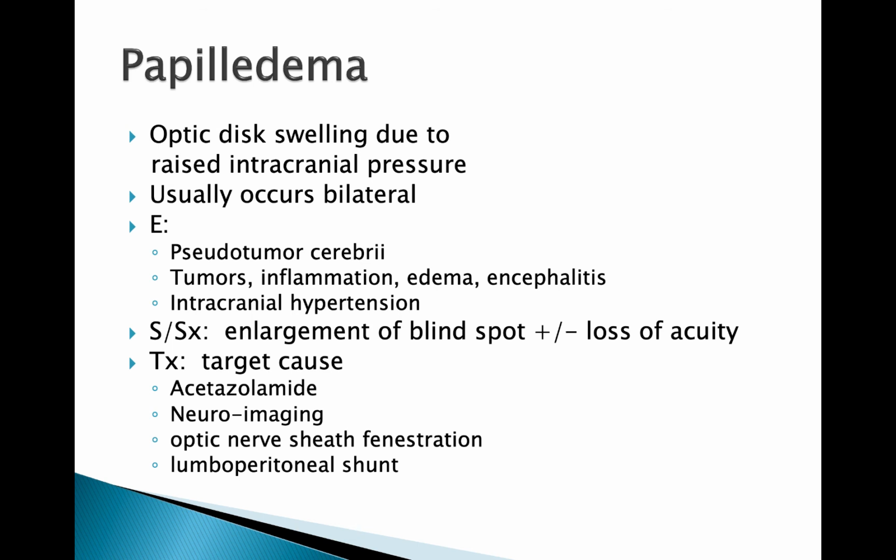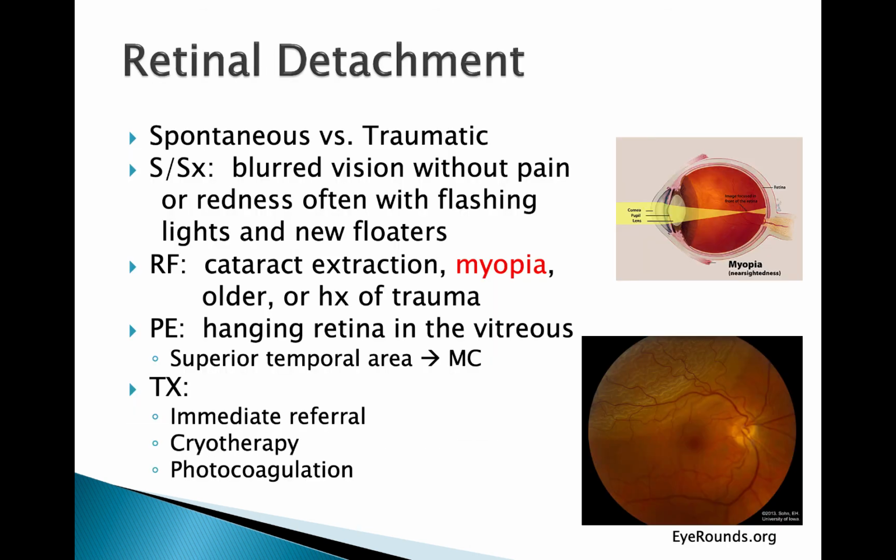So if you see papilledema, that usually is telling you there's something else going on inside the head that you have to worry about. Signs and symptoms are enlargement of a blind spot, and they may have associated loss of visual acuity, and so you have to target the cause. Start them on acetazolamide, do some neuroimaging, and depending on the cause, you may have to do optic nerve sheath fenestration or lumboperitoneal shunt, again, depending on what the underlying cause is.